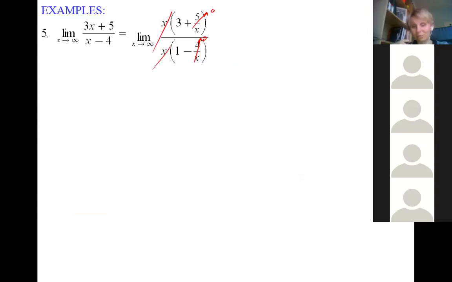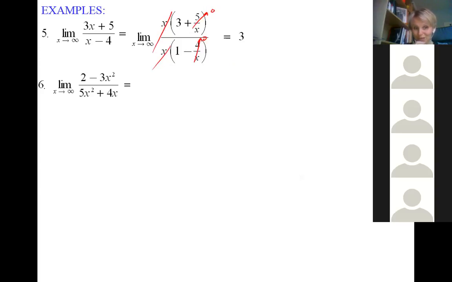Now, what is important? Important is the ratio of the leading coefficients. If the functions have the same degree, we take the ratio of the leading coefficients, because the x will go away. We can factor them out and cancel out, but the coefficients will stay. That means the answer is 3. Okay, get ready for the next one. What is the answer for number 6?